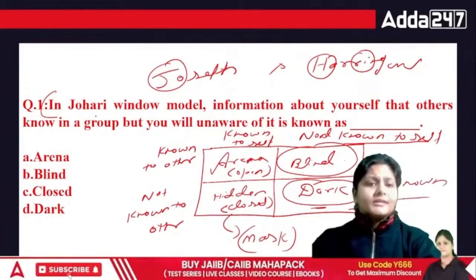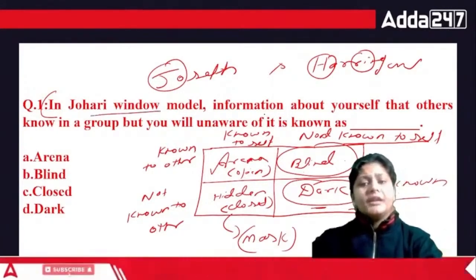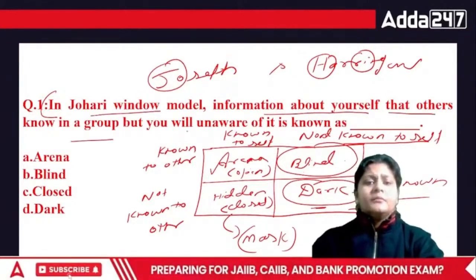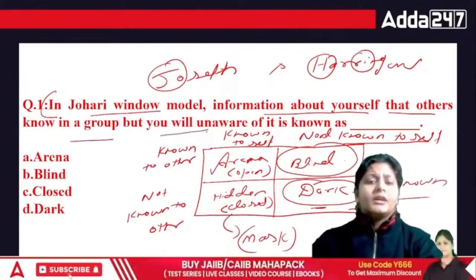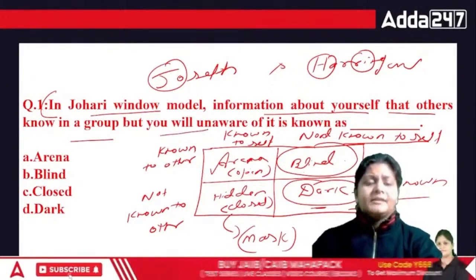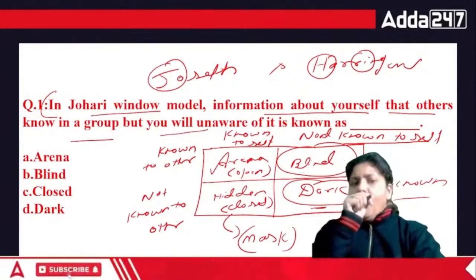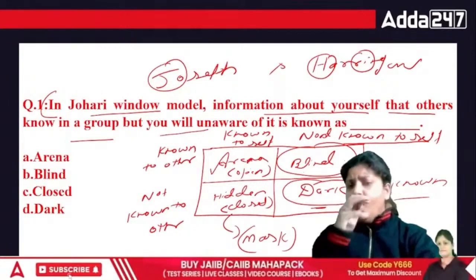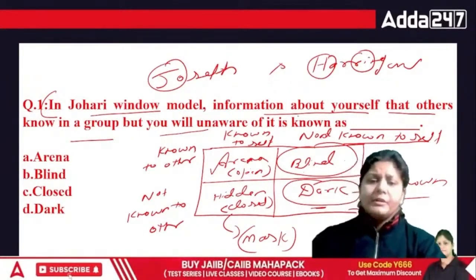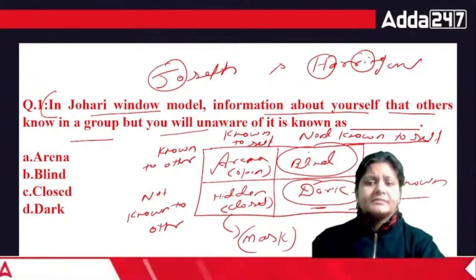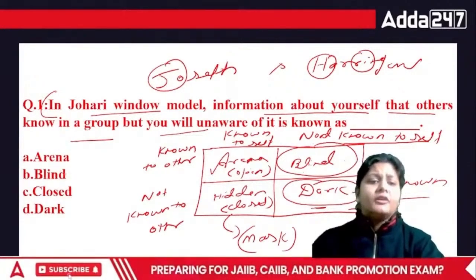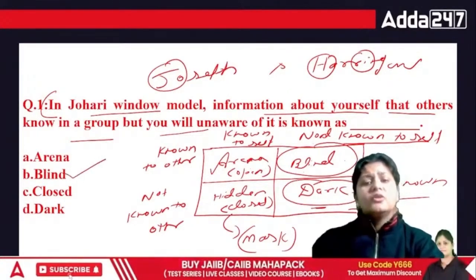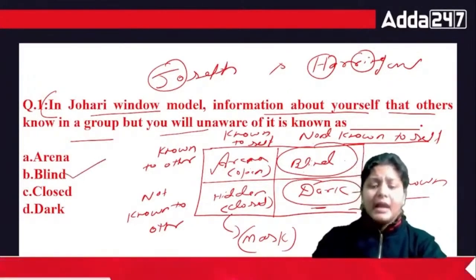So the question here is: in the Johari window model, what is the information about yourself that others know in a group but you are unaware of? That means others know but you do not know. Others know about yourself but you yourself don't know about that. So that is the blind area.